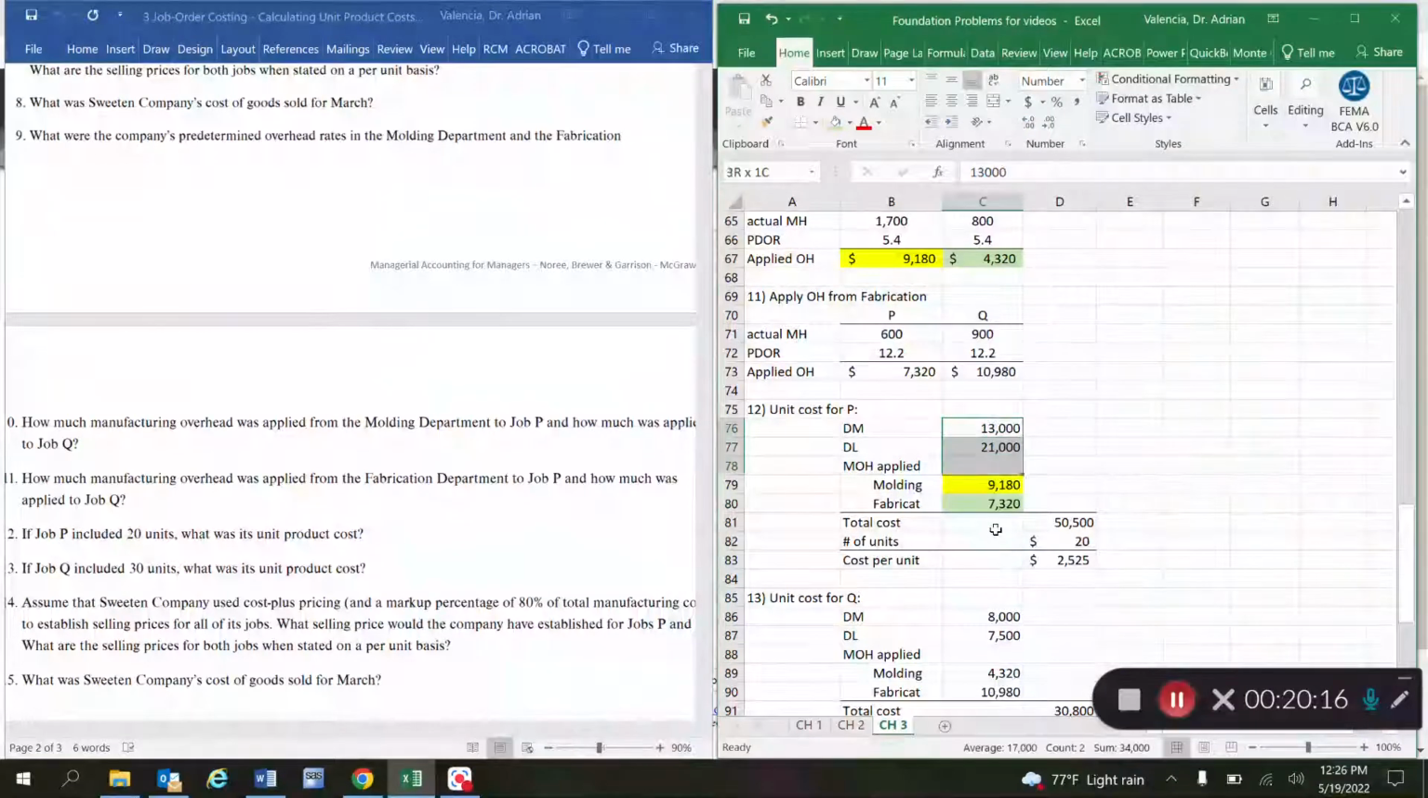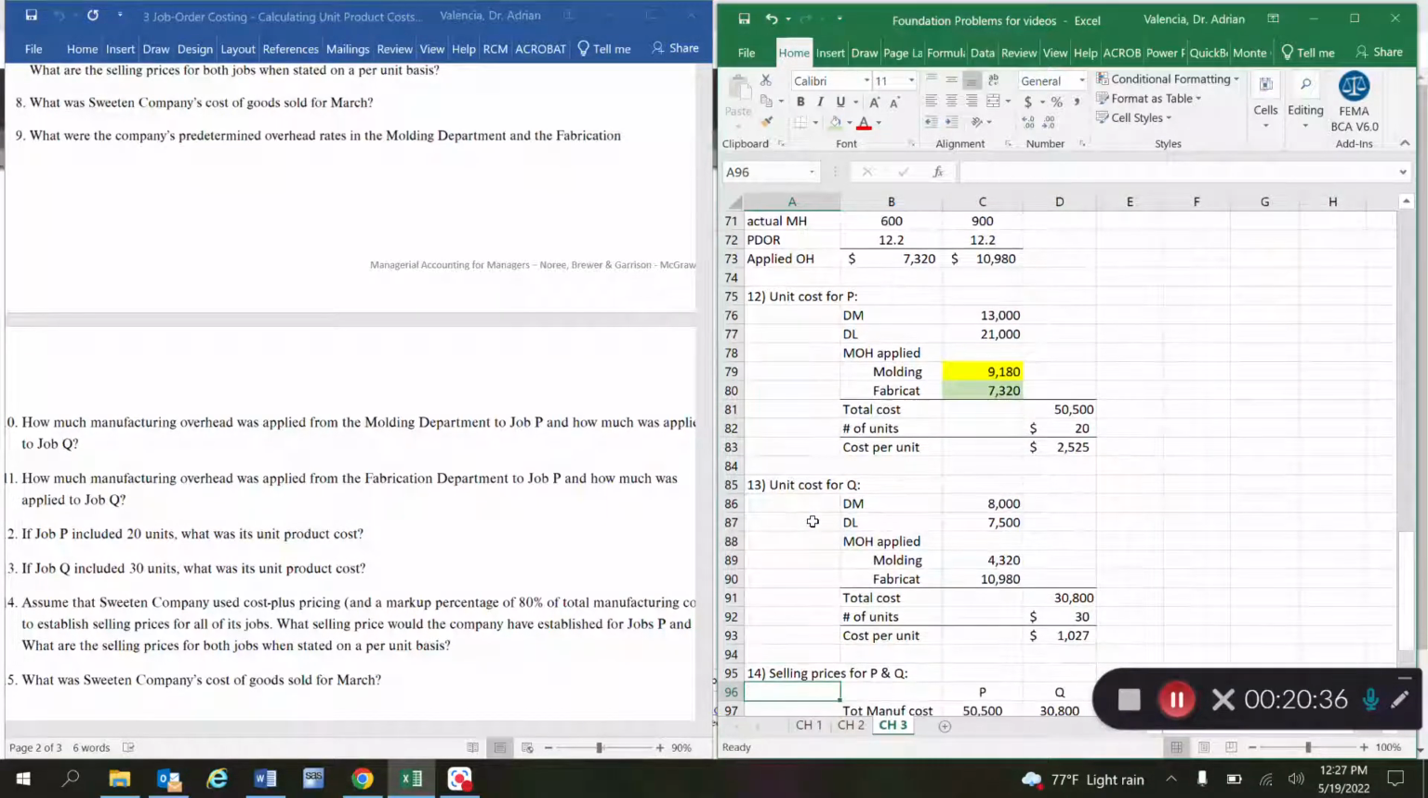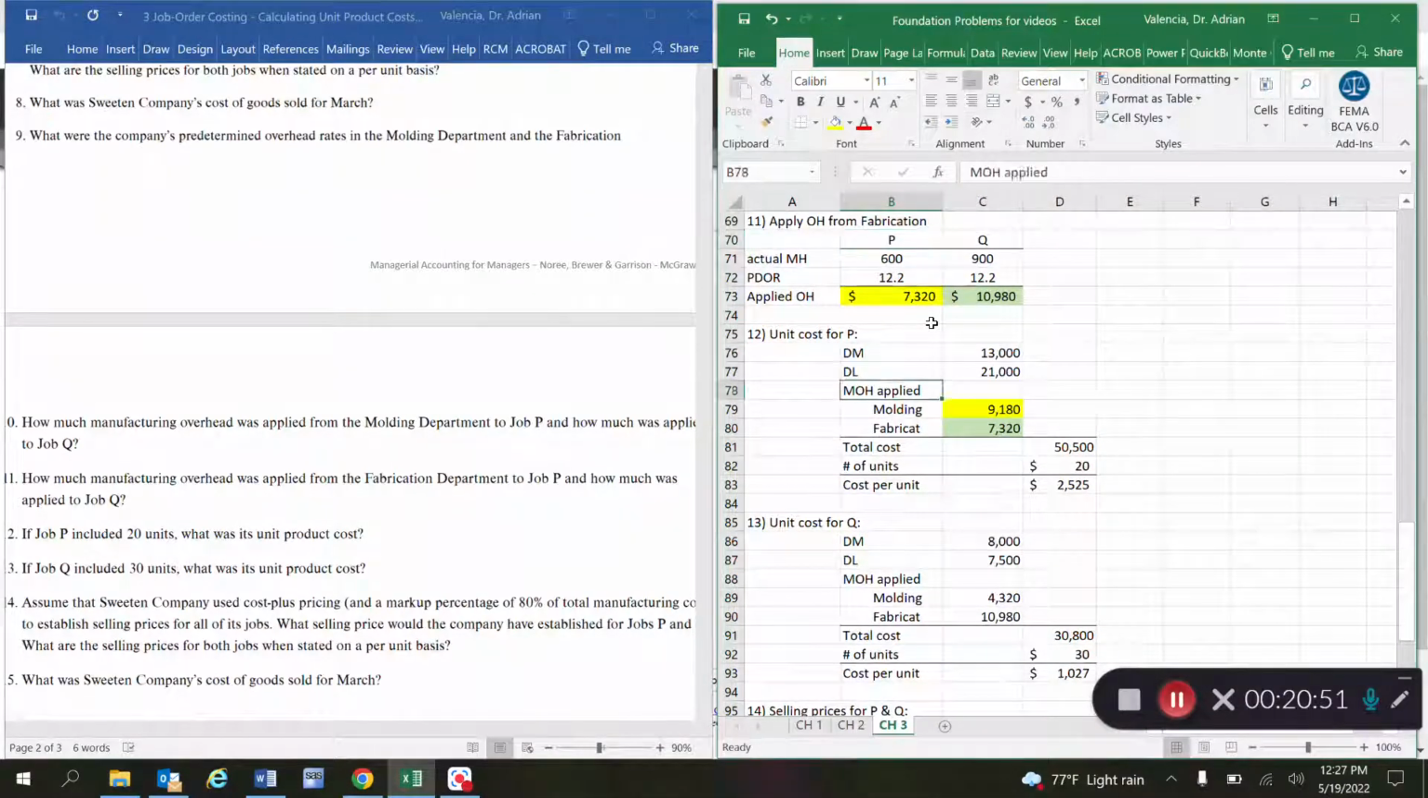So when we sum up these totals here, the total cost for job P is 50,500. And on a per unit basis, that's 2,525 per unit of cost for product P. We do the same thing for Q. The applied overhead was 10,980 for fabrication, and then for molding it was 7,320. So we'll go ahead and color match this just so that we can see visually how it's flowing.